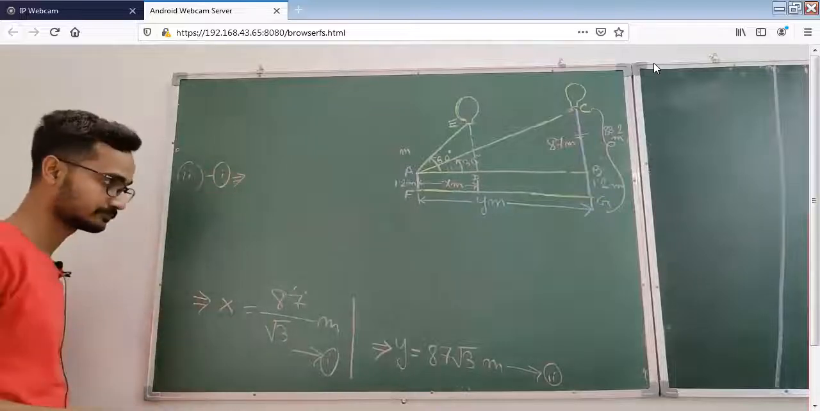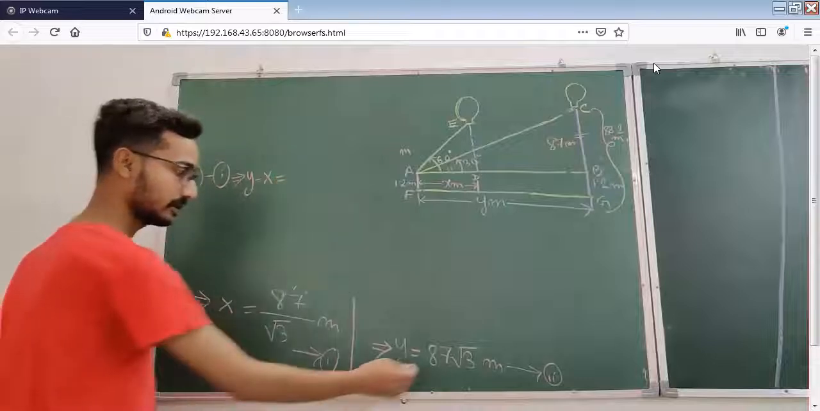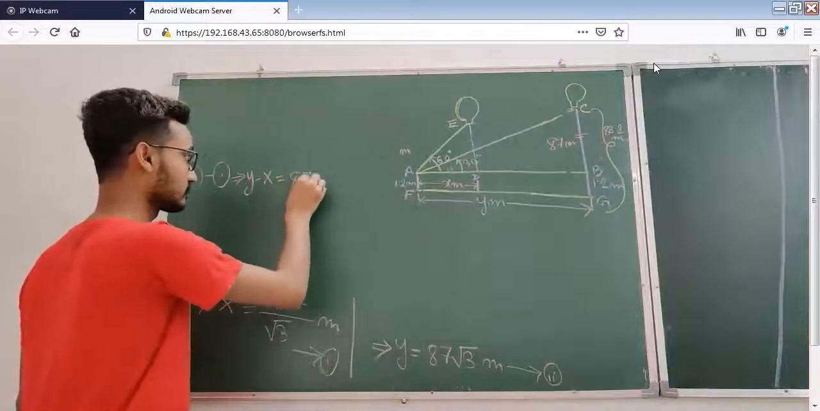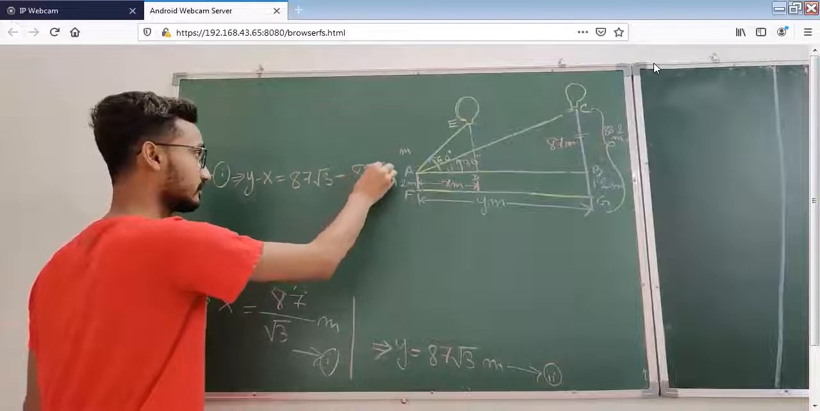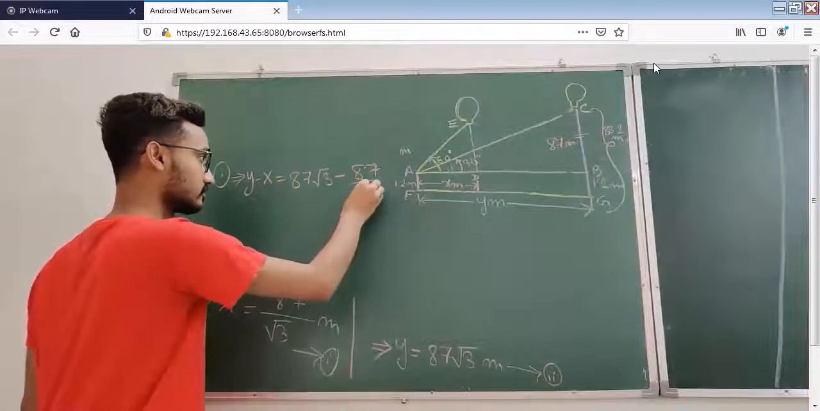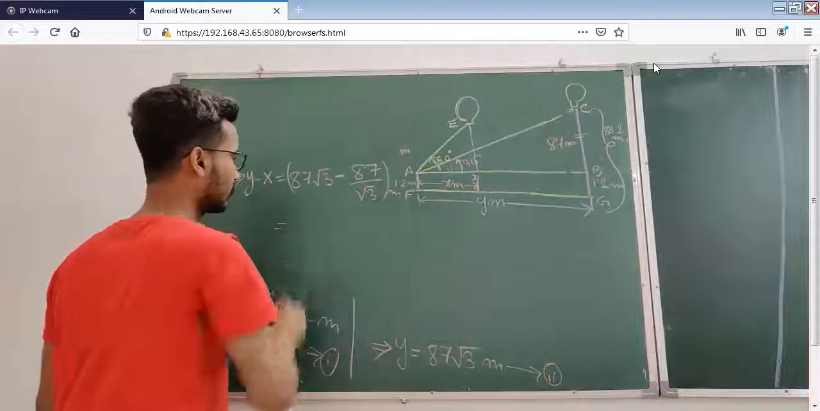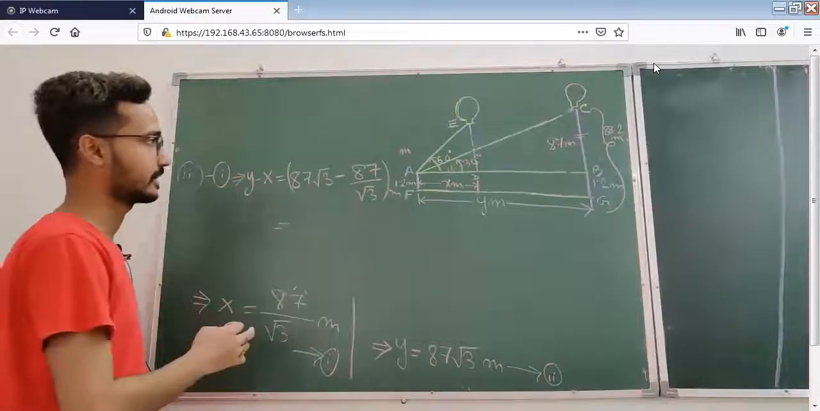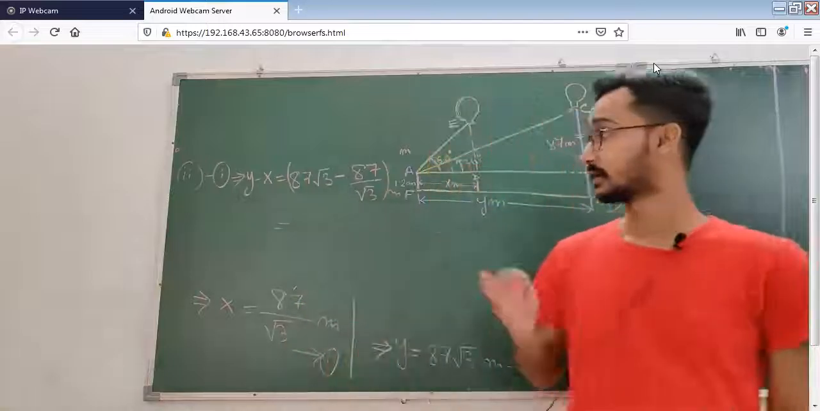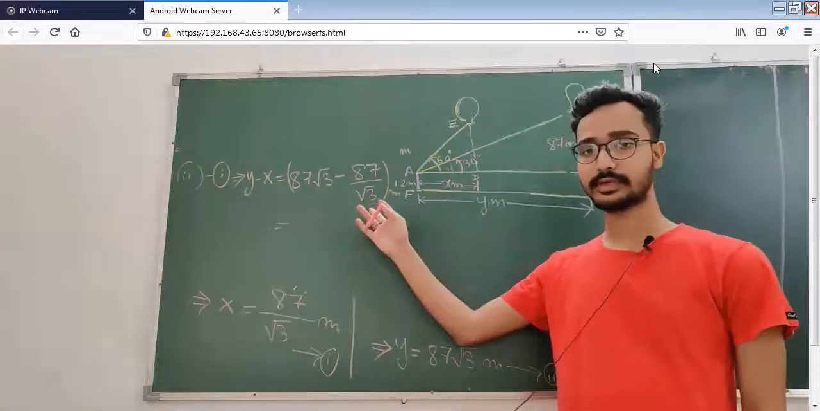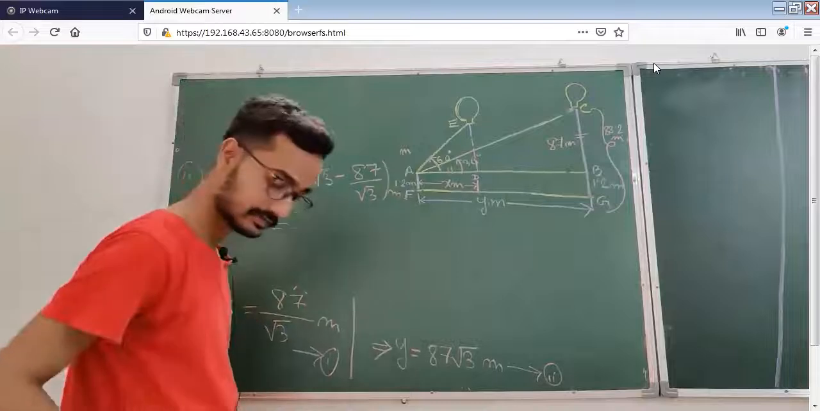That means your Y minus X. This will be your 87 root 3 minus 87 by root 3. Yes or no? Now do it. If you take the LCM, it will be root 3. Yes or no? The LCM will be root 3.